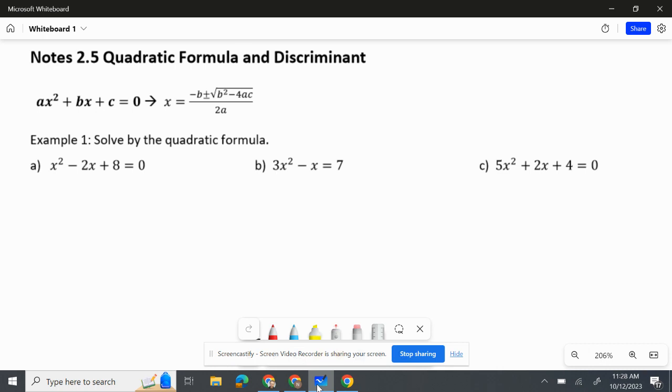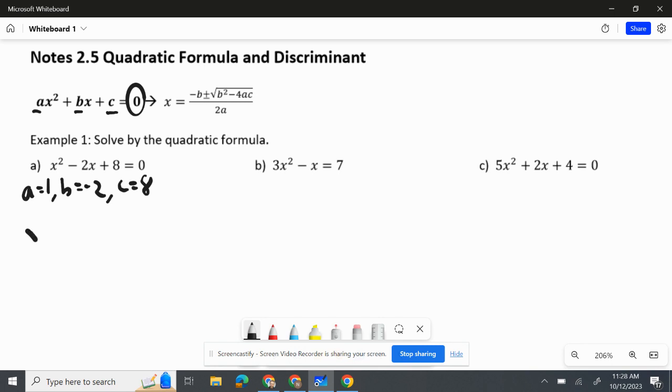We're going to look at our third way of solving quadratics, and this is using the quadratic formula. Our a value is in front of the x squared, our b value is in front of the x, and our c value is the number by itself. This only happens when it's set equal to 0. And so the quadratic formula is negative b plus or minus the square root of b squared minus 4ac all over 2a.